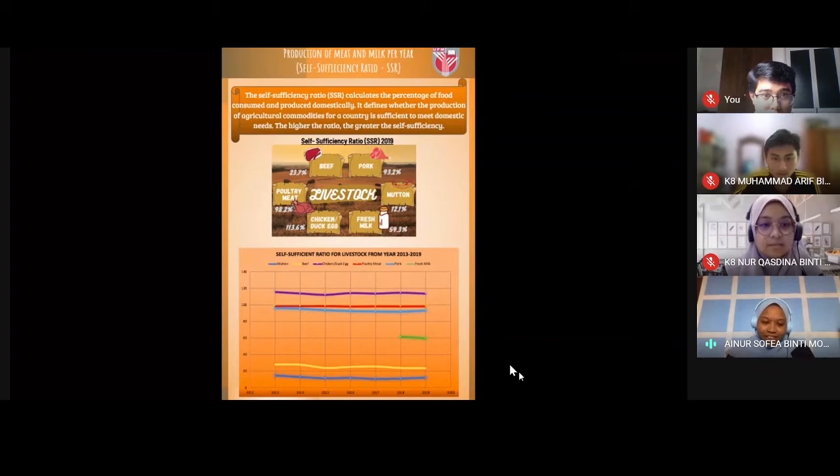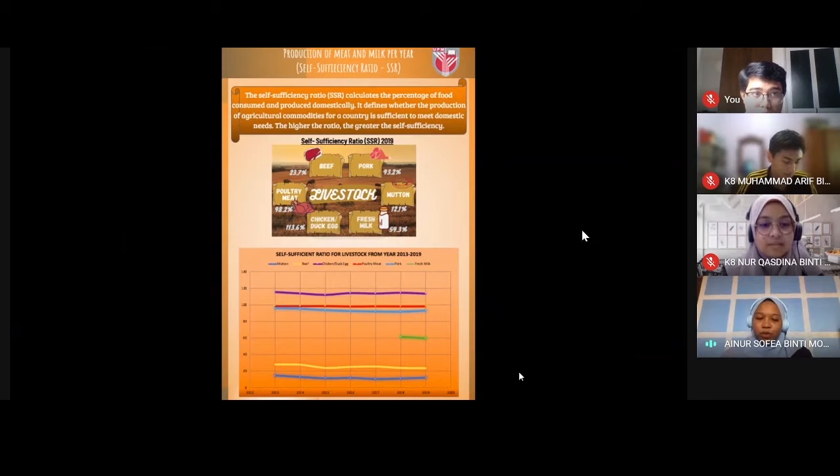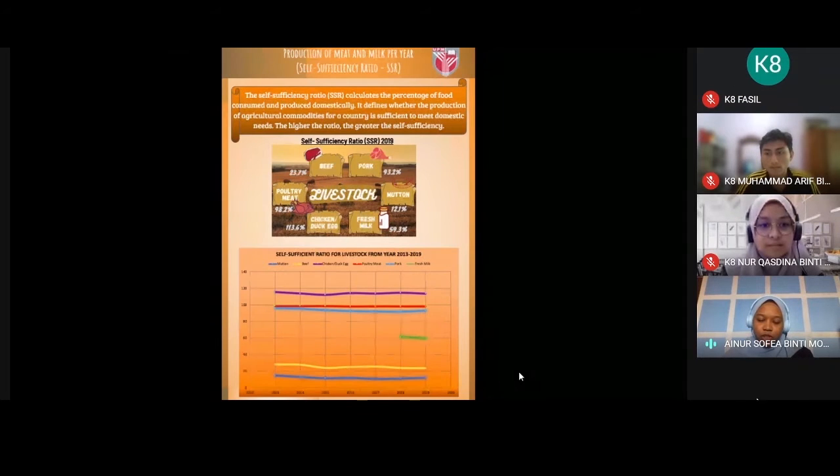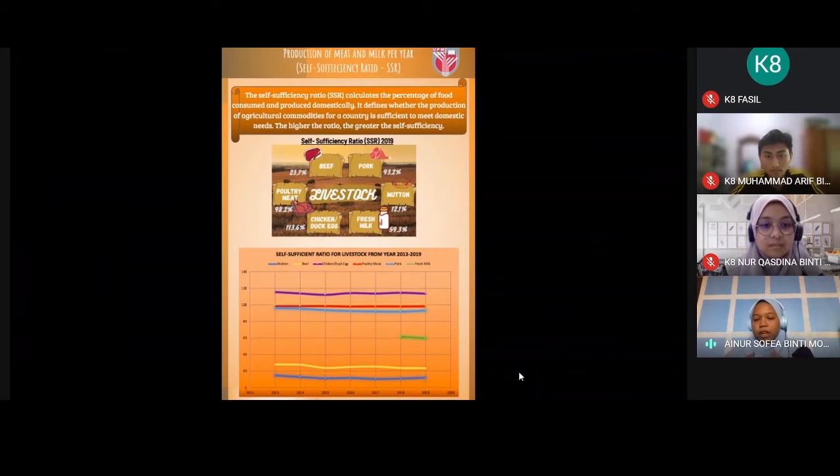Okay, next I will present the three bottom SSRs, with SSR being the self-sufficiency ratio. The first one is fresh milk with 59.3%, the second one is beef with 23.7%, and the third one is mutton with 12.1%. As mentioned before, as we observe the graph, the three products I mentioned are below 100%, so it is insufficient to fulfill the local needs. So we have to import some of the products into Malaysia to fulfill the local needs.